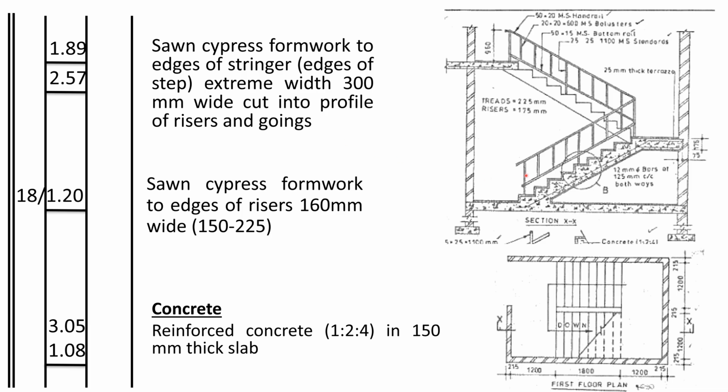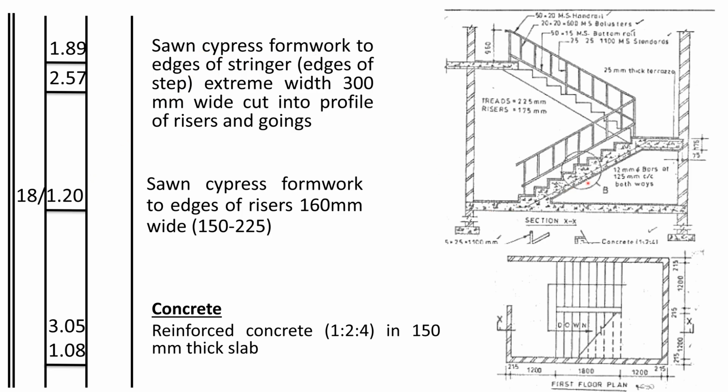We shall count the number of risers. 1, 2, 3, 4, 5, 6, 7, 8, 9. Multiplied by 2, 18. What is the length of that formwork? It's the length of the flight, the width of the flight. The length of the formwork is the width of the flight, and the width of the flight is 1200. So 18 times 1.2.